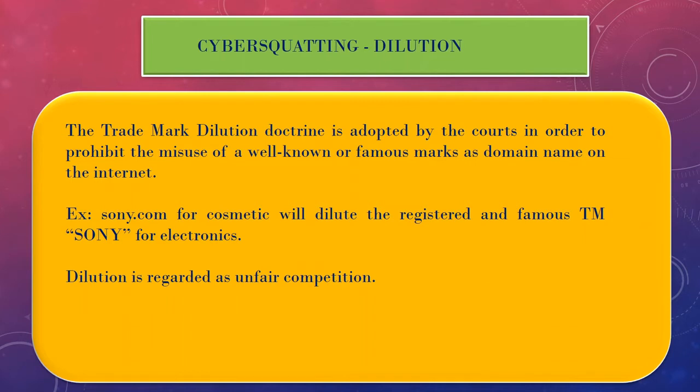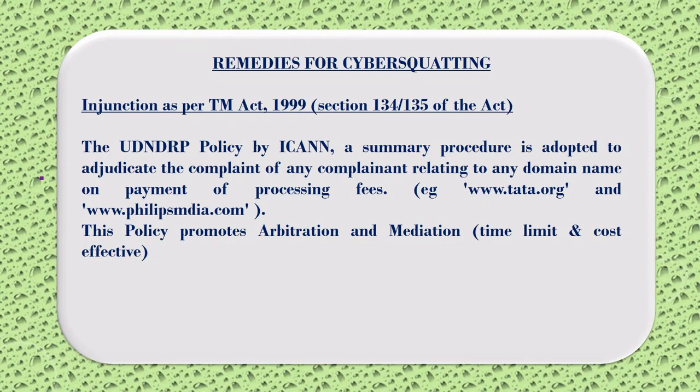The third form of cyber squatting is related to dilution. The trademark dilution doctrine is adopted by the court in order to prohibit the misuse of a well-known or famous mark as a domain name on the internet. For example, Sony.com for cosmetics will dilute the registered and famous trademark Sony Corporation for electronics. So dilution is again regarded as a part of unfair competition, and therefore since there is no specific statute in India which deals with such type of domain name dispute, it has been taken care of by the Trademark Act, particularly by referring to sections 134 and 135 of the Act.